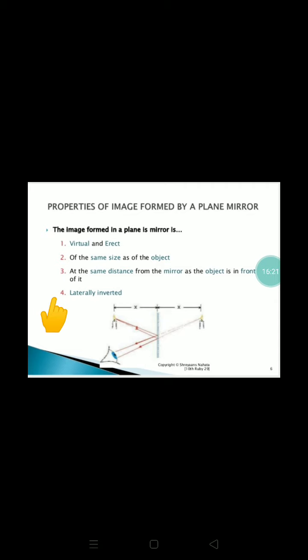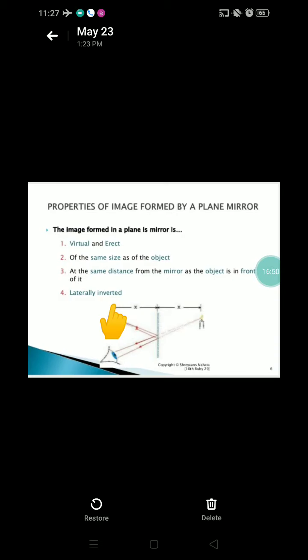Once again, I repeat, the properties of the images of a plane mirror are: first, virtual and erect. Second, same size as the object, and the image is formed just behind the mirror. Here this is your image and this is your object, and the image distance and the object distance must be the same. It is laterally inverted. And the fifth property, the magnification is +1.